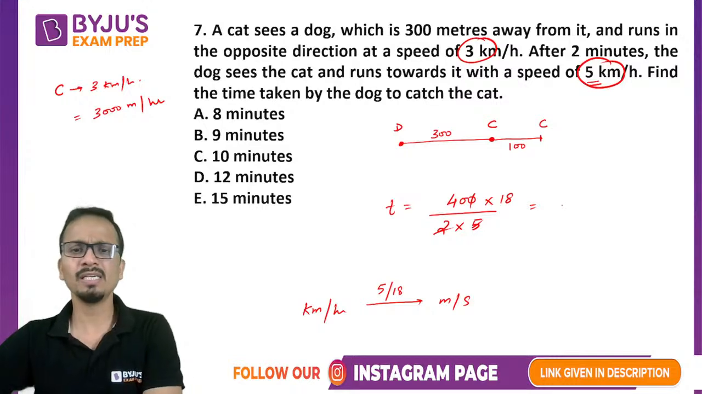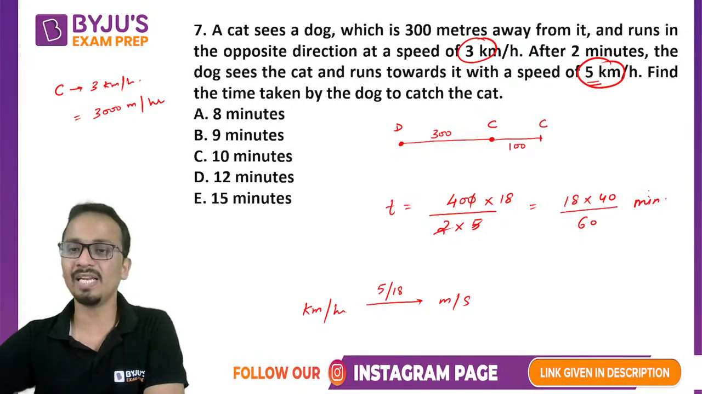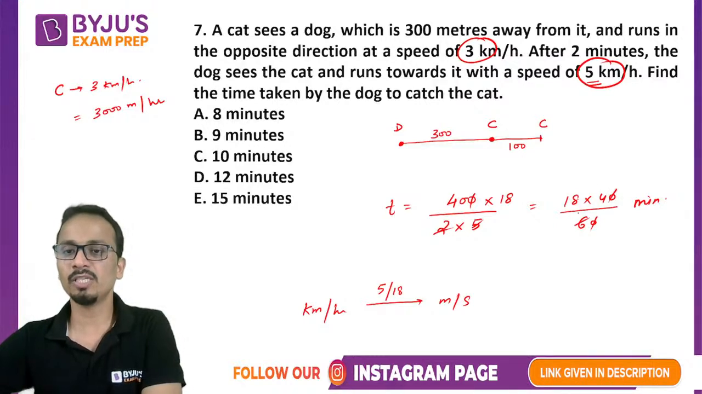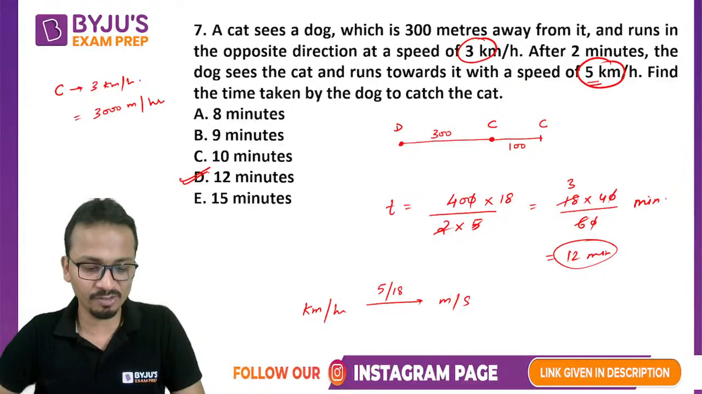So this will be the number of seconds. 18 into 40 seconds they will meet. If I divide it by 60, I'll get the answer in terms of minutes, right? So this will be your answer, 12 minutes. So I hope all of you have given the same answer, 12 minutes. Yes, all of you have given the same answer.